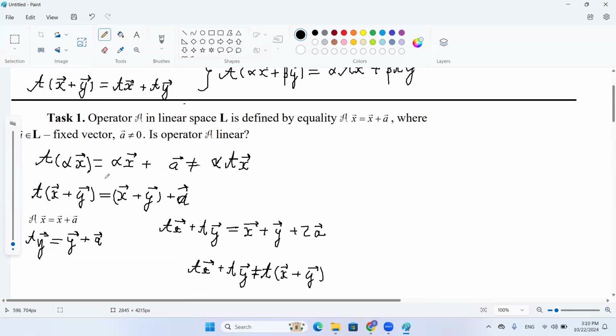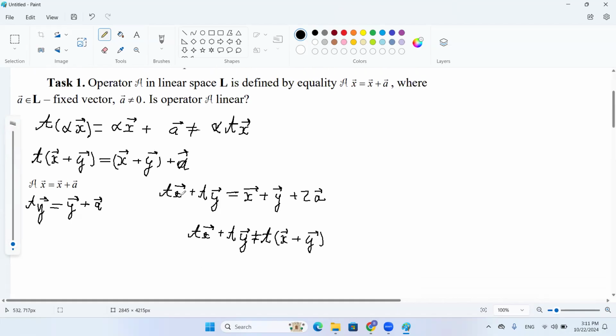As we can see, if we apply the operator to the sum, and if we apply it to the elements separately and then add, we see that they are not equal. So what does it mean? Is the operator A linear or not? Not linear. Yeah, it's non-linear. So no, it's not. Any questions about this task?